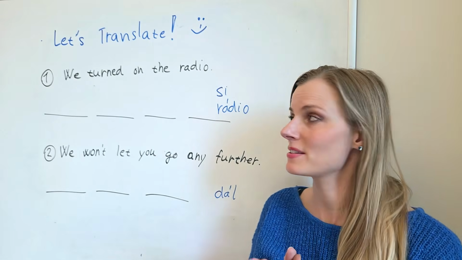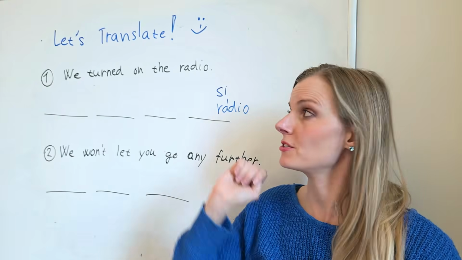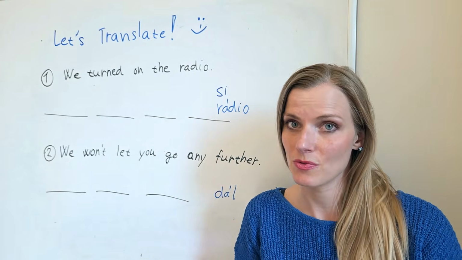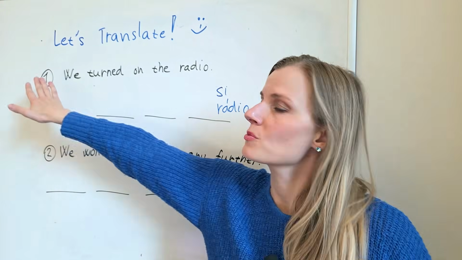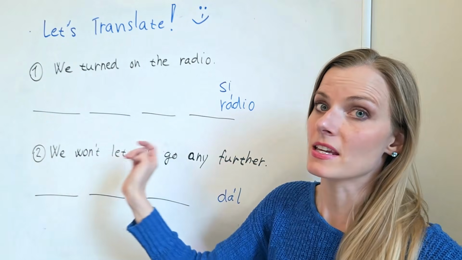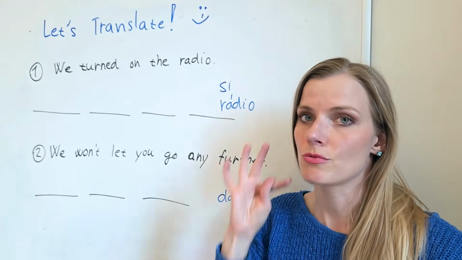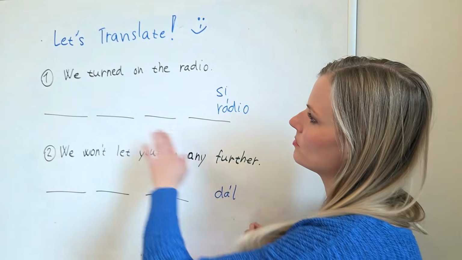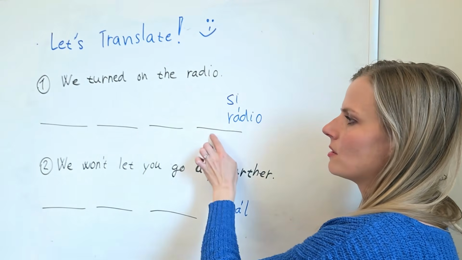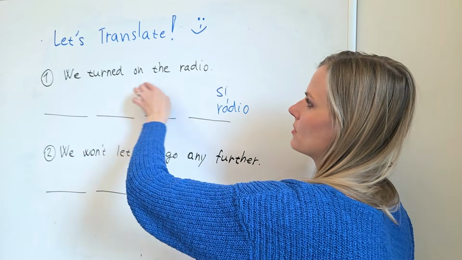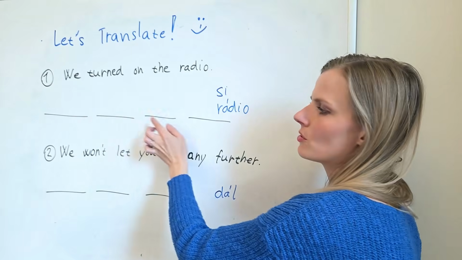Now it's time to practice this in a form of a translation. We are going to take a look at 4 sentences. Let's start with these 2. You will translate English sentences into Czech. I give you some help. These lines represent the number of words. For example, we turn on the radio should have 4 words.